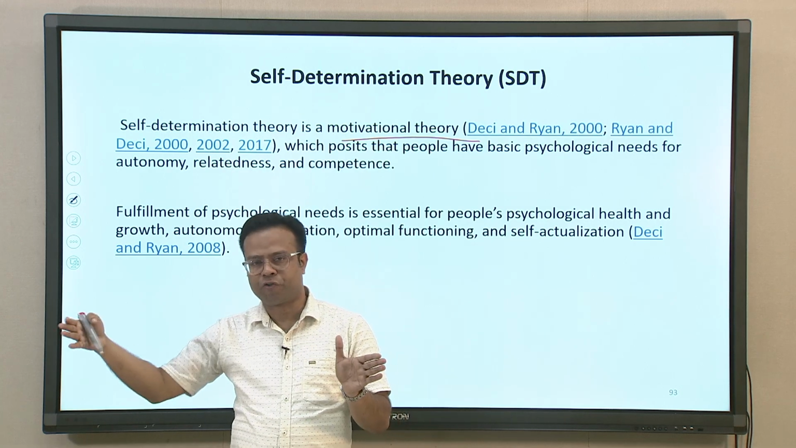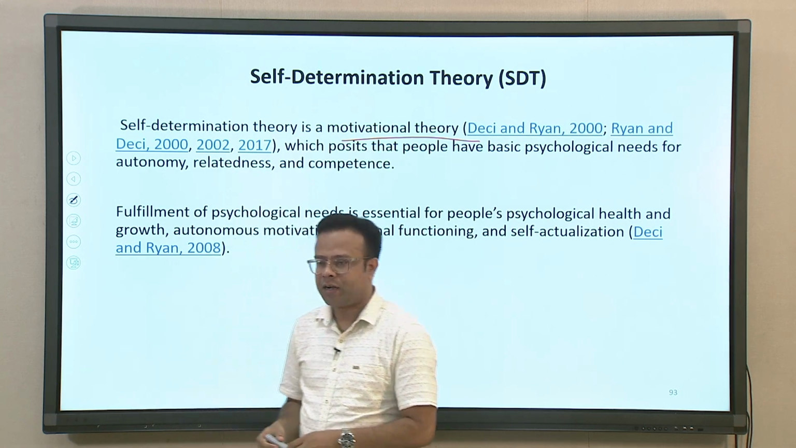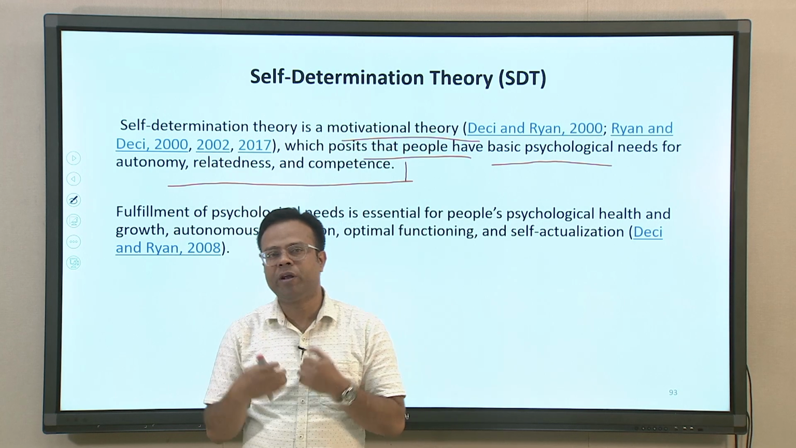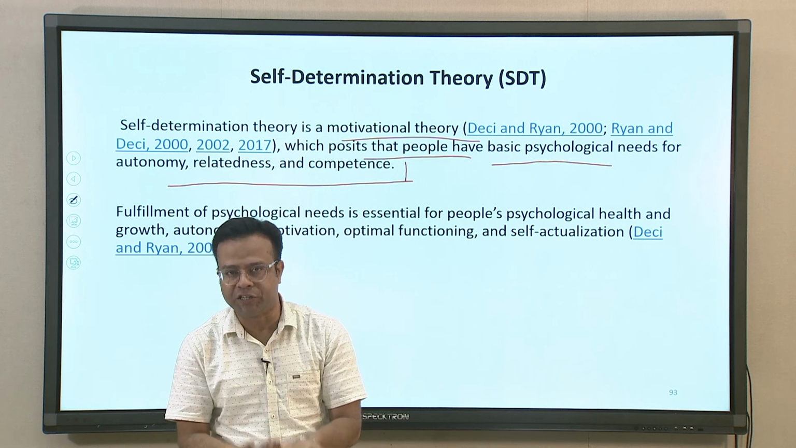They have been doing a lot of research in this direction, and this theory says that people have basic psychological needs for autonomy, relatedness and competence. One of the fundamental assumptions of this theory is that every human being has certain basic psychological needs.